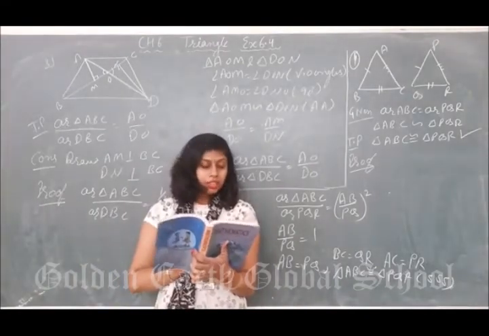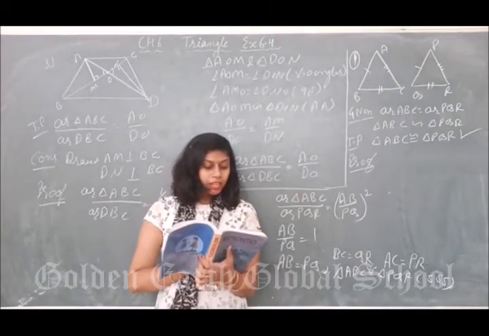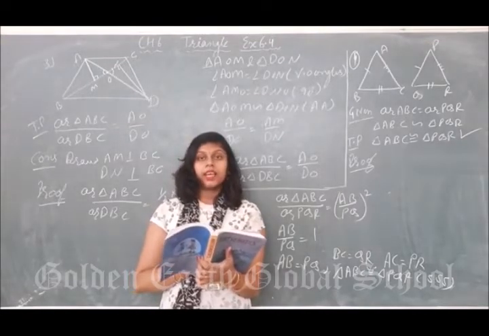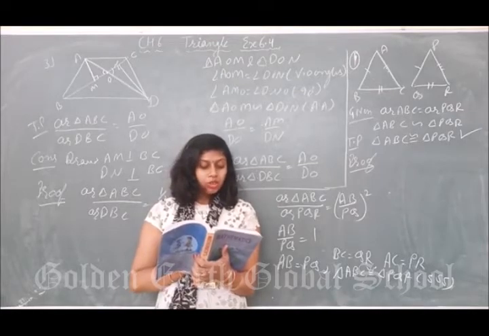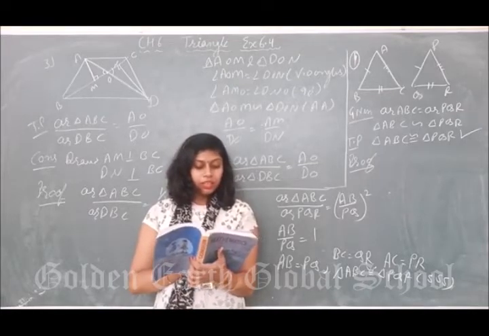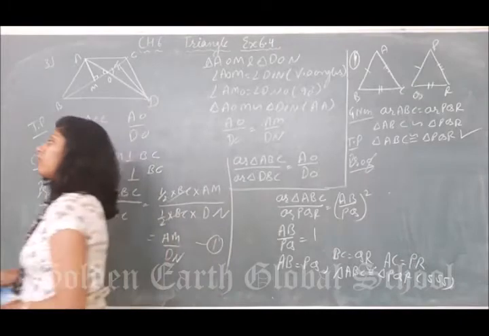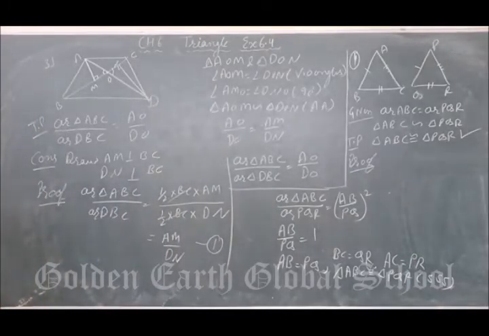Next, question number 5. Draw the figure. D, E and F are respectively the midpoints of sides AB, BC and CA of triangle ABC. Find the ratio of area of triangle DEF and ABC. First of all, draw the figure. Firstly, complete triangle ABC.